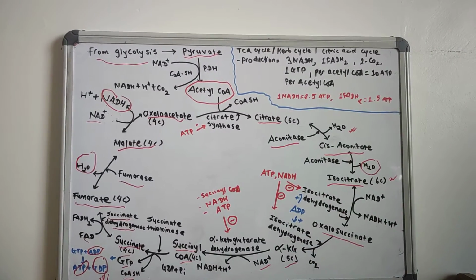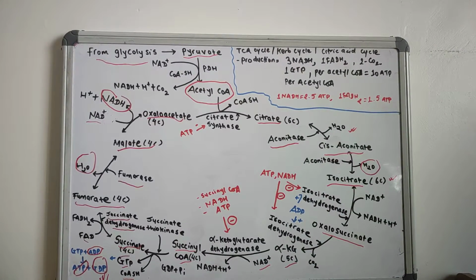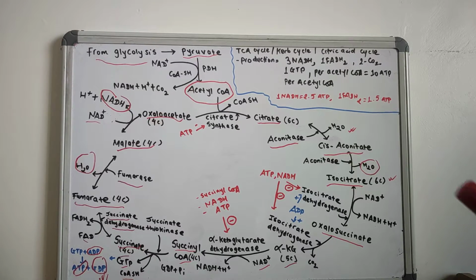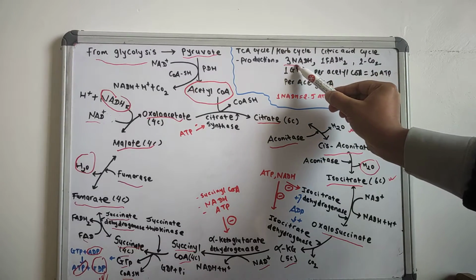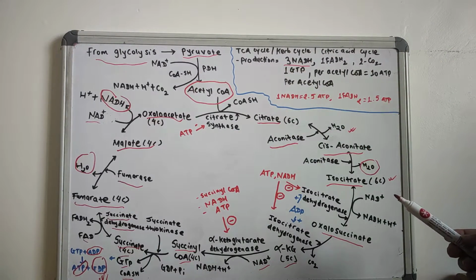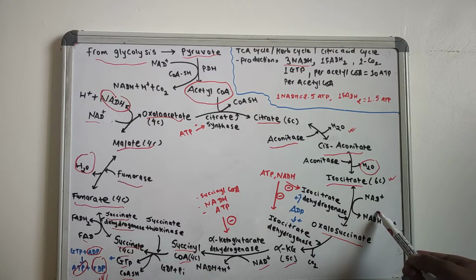Now let us discuss the ATP production in the citric acid cycle, this Krebs cycle. How much ATP is produced? In the citric acid cycle, 3 NADH are produced. I want you to see, 1 NADH is here.